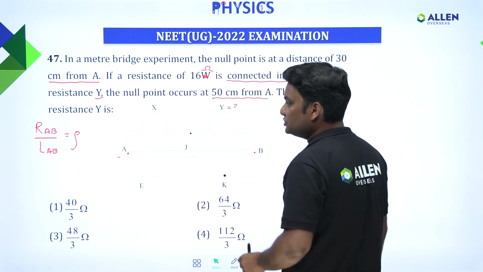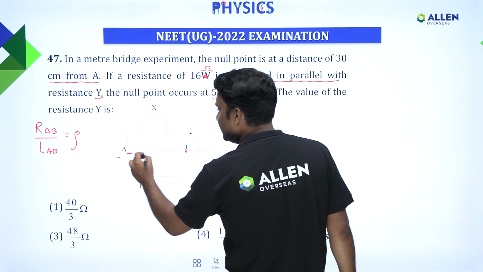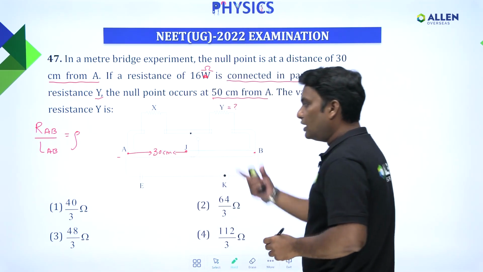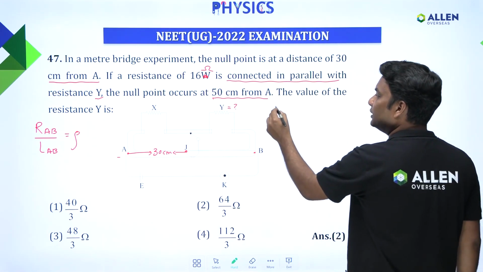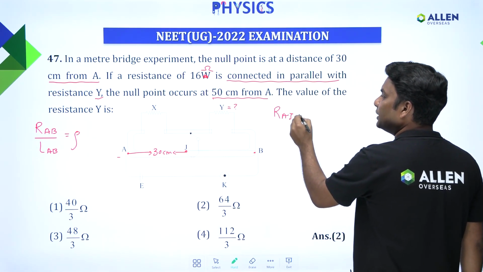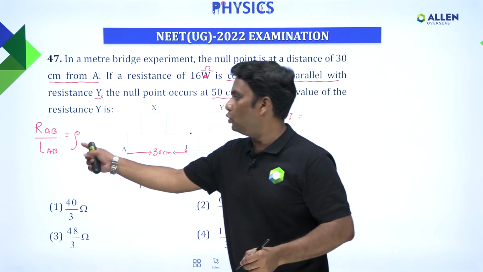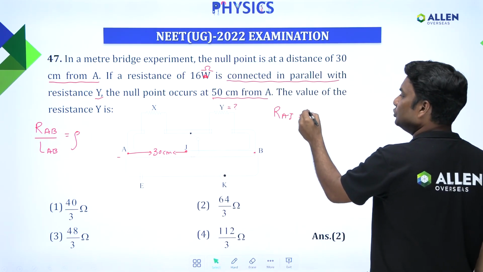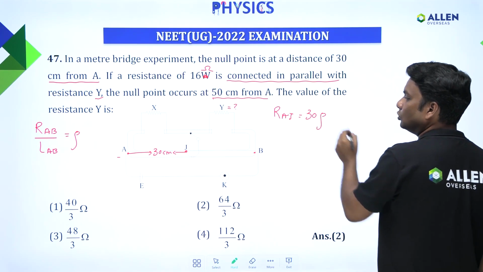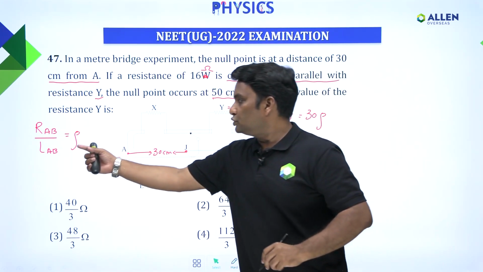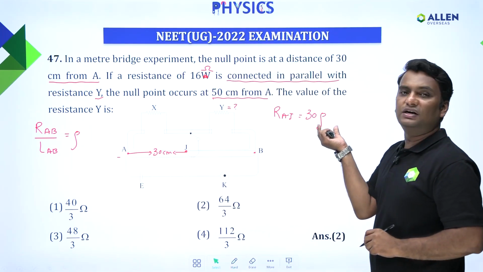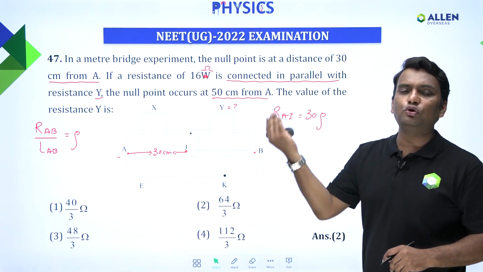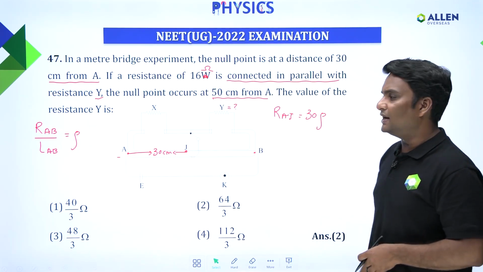In the first part, the length AJ is equal to 30 centimeter. So I can say the resistance of this part, R AJ. We are saying per unit length the resistance is rho. So for the part AJ, the resistance is going to be 30 into rho. For the unit length it is rho, so for 30 centimeter it is going to be 30 into rho. We can keep the values in centimeter because ultimately it's going to be a ratio, so it's going to get cancelled later on.